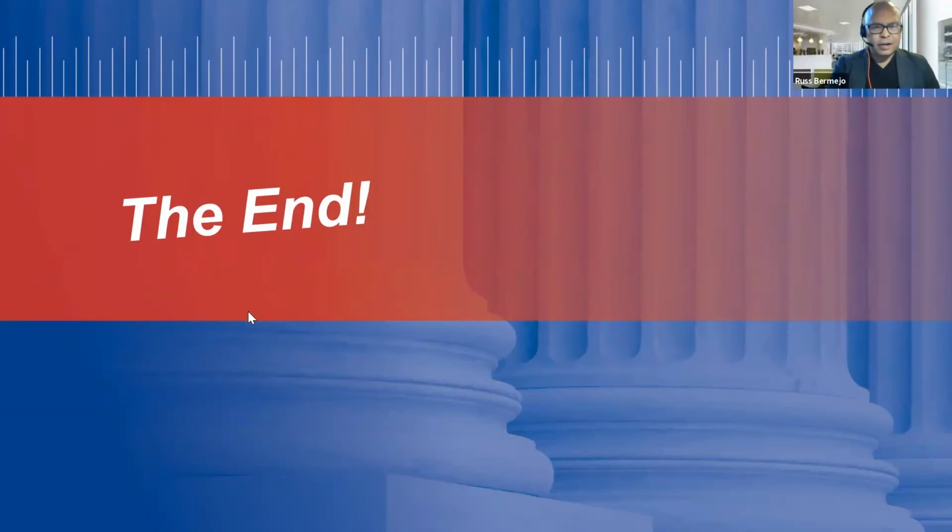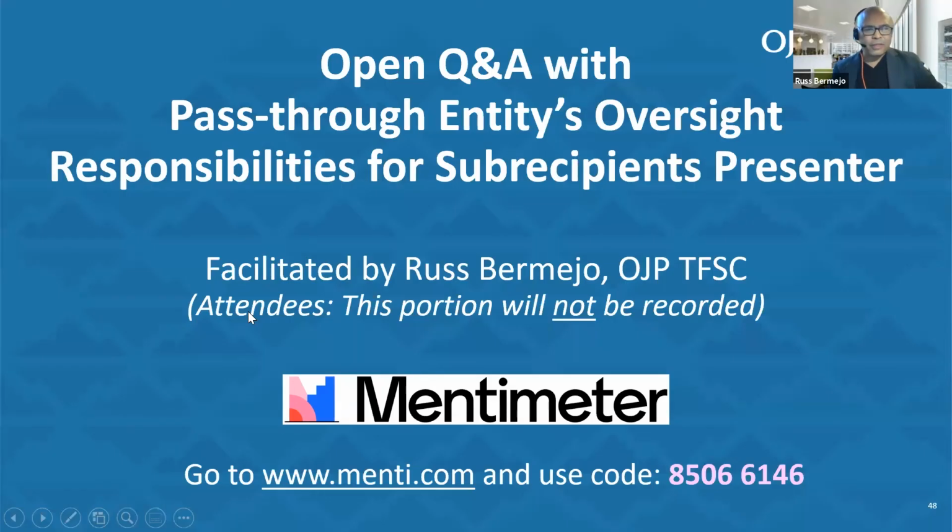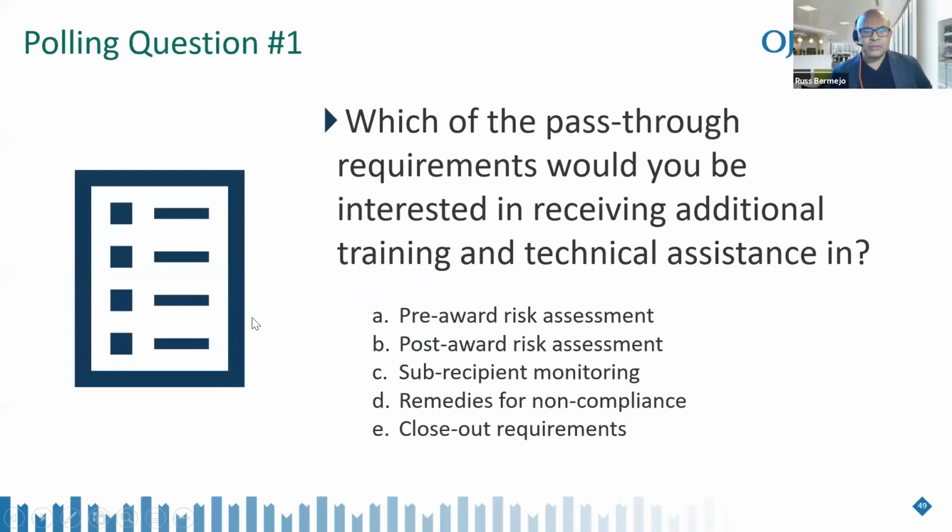All right. Thank you, Michael, for all that great information. Let's actually move to our polling question. We want to ask you, which of the pass-through requirements shared by Michael would you be interested in receiving additional training and technical assistance in? These were the main components of Michael's presentation. Which of these areas would you be interested in receiving training and technical assistance in?